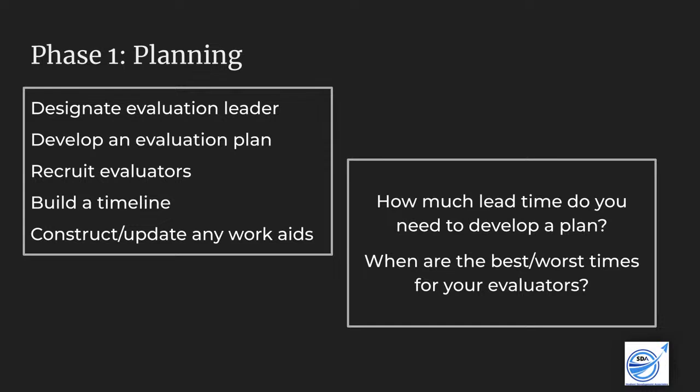And when are the best or worst times for your evaluators? As we all know, every office on campus has its own pulse and its busy times and its lull times. How are you able to plan the evaluation to account for the lulls and waves of the different offices you're working with? And especially, how can you make sure that the evaluation does not take place during the peak of the season for the conduct office?